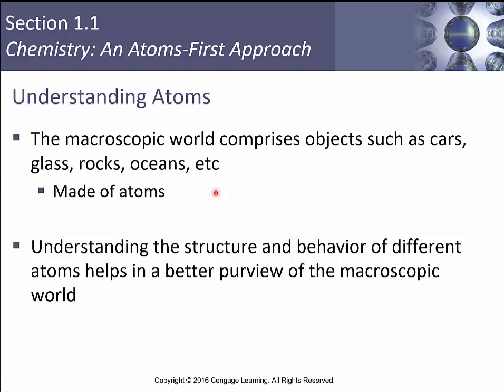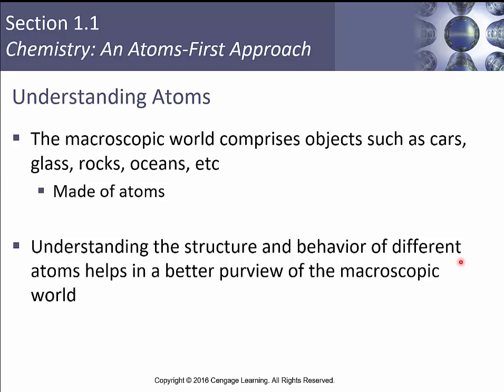The understanding of the structure and behavior of different atoms, each element is a different type of atom, and each element behaves differently. Some groups of elements are going to behave similarly to each other. So, all metals kind of are metallic, and we've got non-metals that are non-metallic, and they've got different characteristics to them. And it's going to help give us a better purview of the macroscopic world.